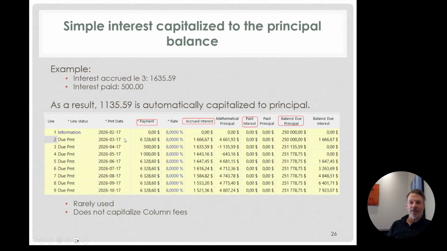If you use that option under advanced, you'll see your lines where we capitalize are yellow, not green or blank. So for example, my usual payment is $6,300. In this case, I only paid $500. The interest is $1,635. That's the accrued interest from these dates. So I had a shortfall of $1,135. So my balance increases by $1,135.